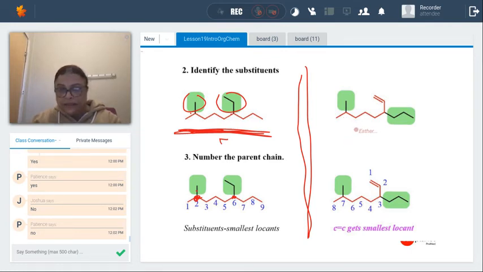And now the question is, what do I do next? Of course, because I count this as carbon number 1 and this carbon number 2, this would be carbon number 3. And per definition, this will be carbon number 7, because I already know where to start counting. The double bond decides. 1, 2, 3, 4, 5, 6, 7, 8. Does this make sense?